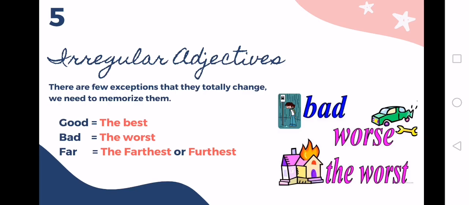And finally, we have some irregular adjectives. There are a few exceptions that totally change, like in the comparative. We need to memorize them, okay? So for example, we say good, the best, bad, the worst, far, the farthest or the furthest. In this case, there are more than those three that we have, so you need to find and look for them.